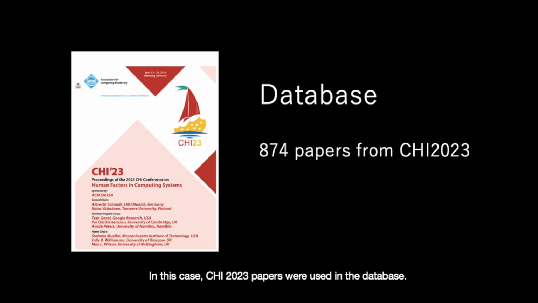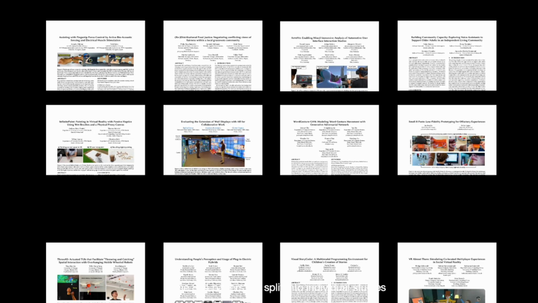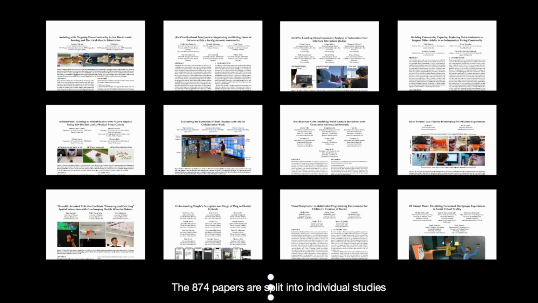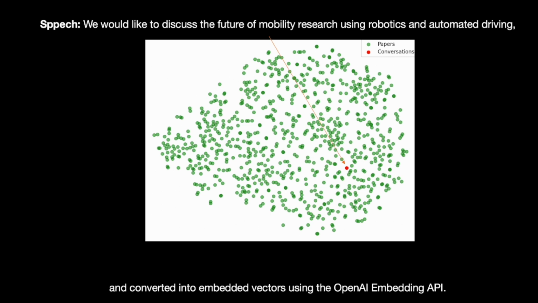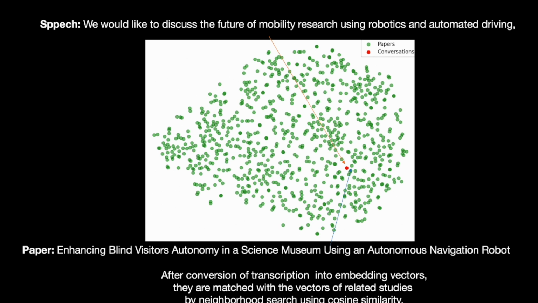In this case, CHI 2023 papers were used in the database. The 874 papers are split into individual studies and converted into embedded vectors using the OpenAI embedding API. After the conversion of transcription into embedding vectors, they are matched with the vectors of related studies by neighborhood search using cosine similarity.